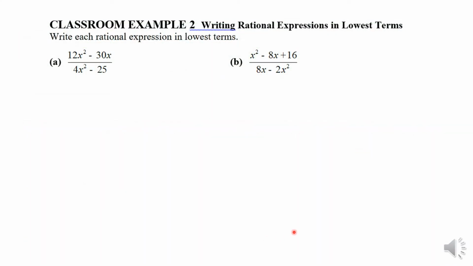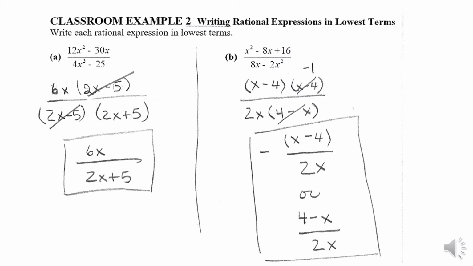So we're to write the rational expressions in lowest terms. So you factor everything and cancel out common factors. Let's see how you did. It is probably worth noting that over here we canceled x minus 4 with 4 minus x because those are negatives of each other. The answer could have been written either of these two ways and been correct.